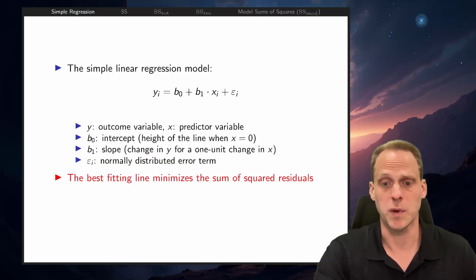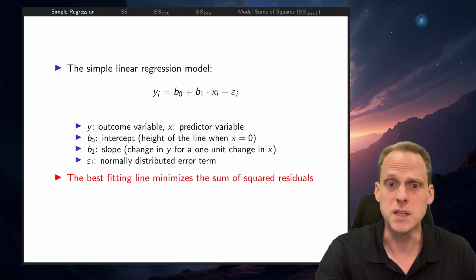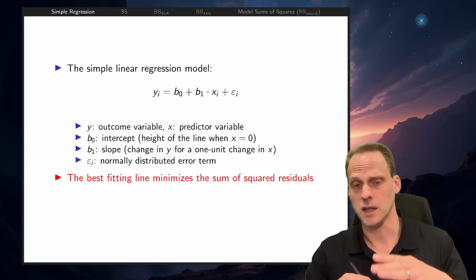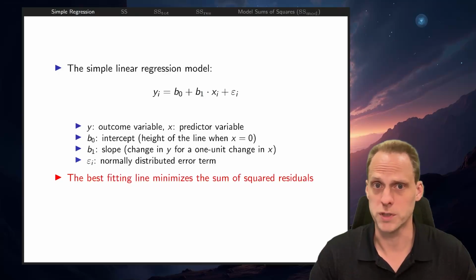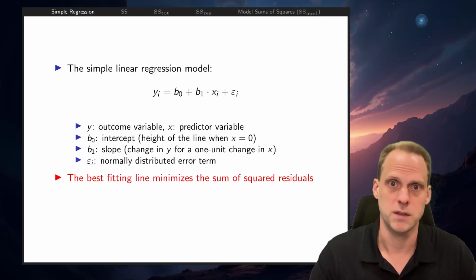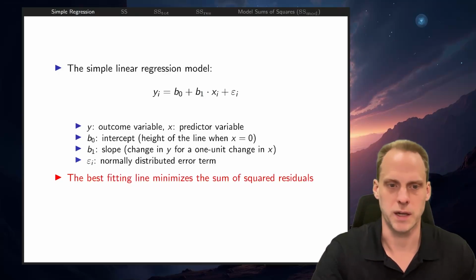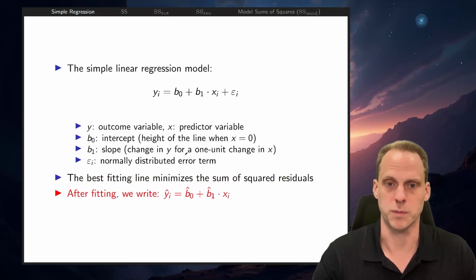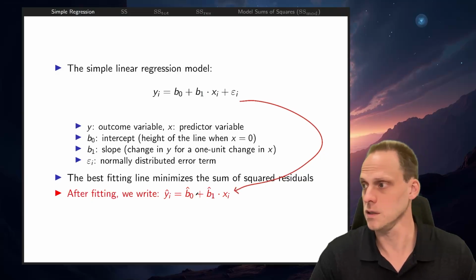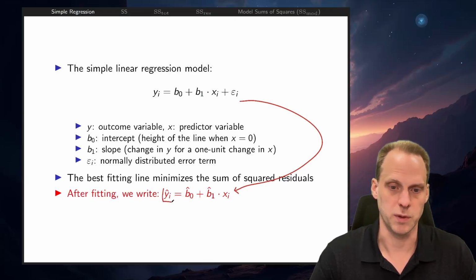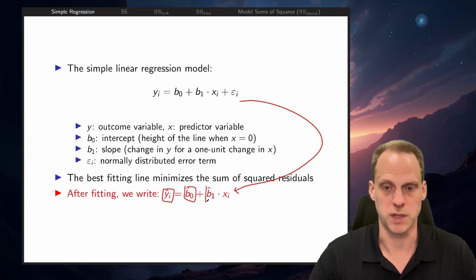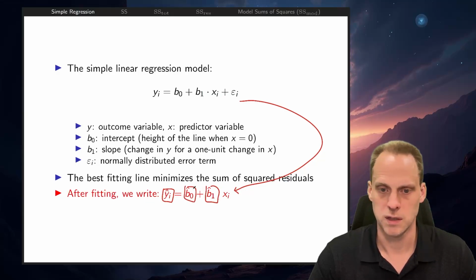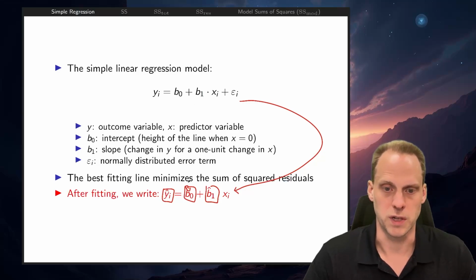We find this line by minimizing the sum of squared residuals, which means that we're going to try to find a line that is as close as possible to all the points in the data. And you don't have to do that. Jazz will do that for you, but that's the idea behind it. After estimating a line, we write something different. This equation becomes, in a sense, this equation, where we say the height of the line, the predicted value, is the estimated intercept plus the estimated slope times x. This hat here refers to that these are estimated values.